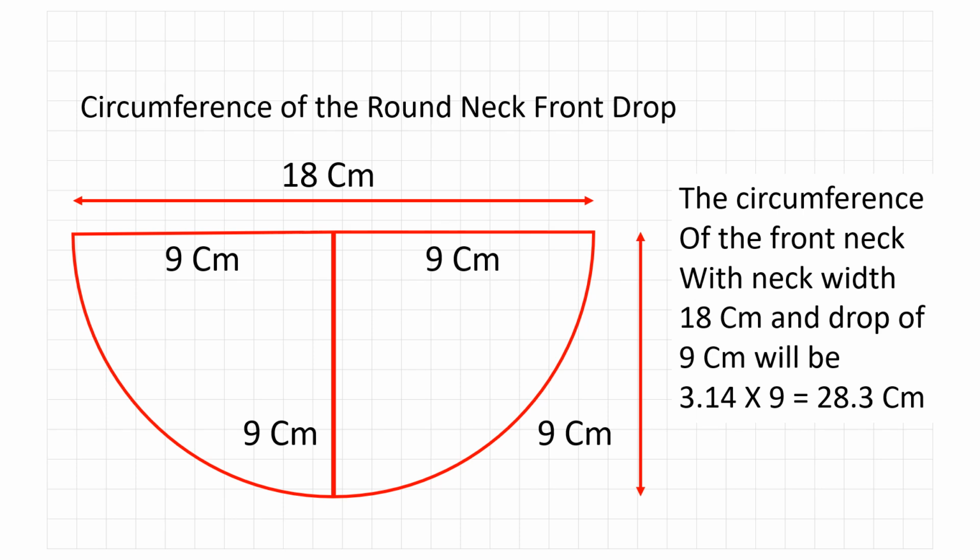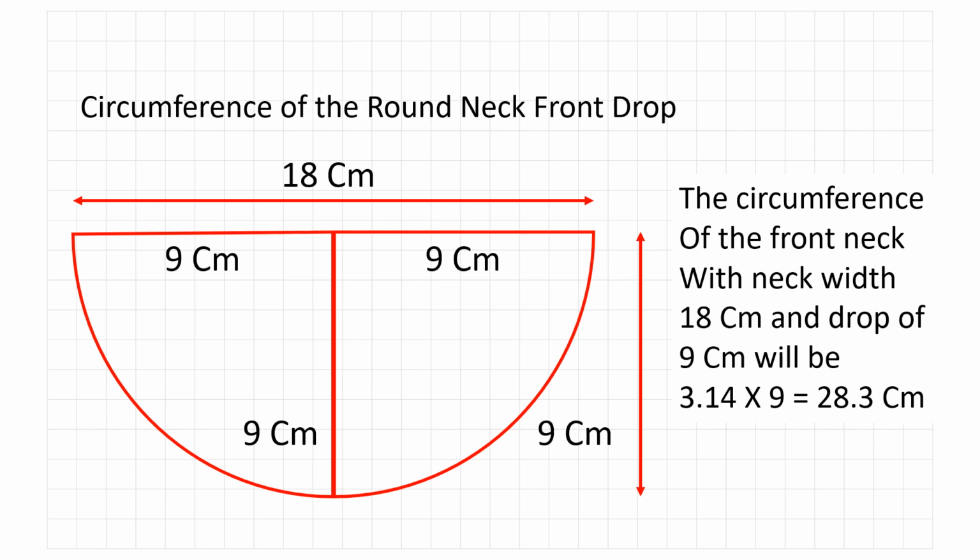almost the same. If you look at the illustration, you can see that the neck width of 18 centimeters and a front neck drop of 9 centimeters makes the neck profile the same as that of a semicircle with a radius of 9 centimeters. Though this is not an ideal measurement for a round neck pullover, nevertheless, it is the best way to understand the calculation of a round neck.